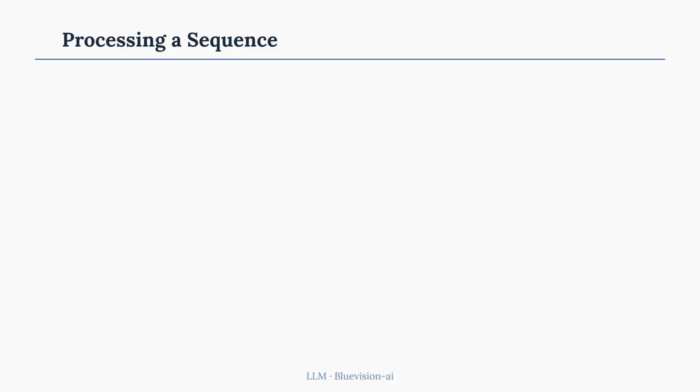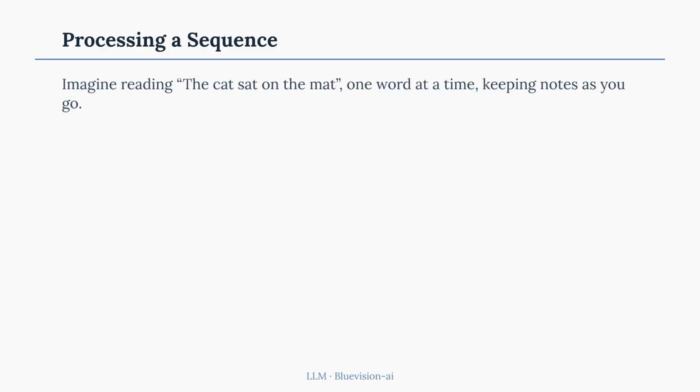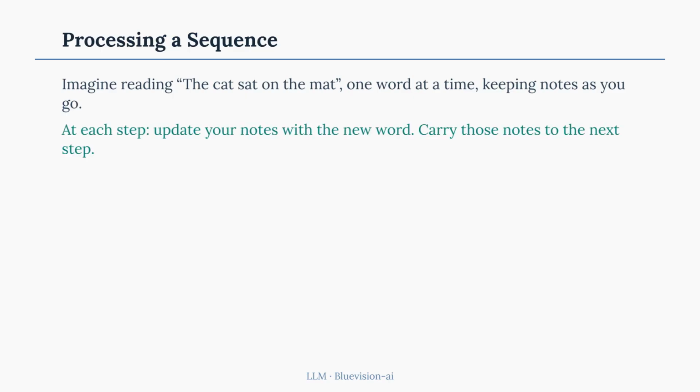Before we see the problem, let's understand the idea. How do you even process a sequence? Imagine reading "The cat sat on the mat," one word at a time, keeping notes as you go. You read "the," and you note, this is probably the start of a sentence, probably a noun phrase coming. You read "cat," update your notes. Now you know we're talking about a cat. Sat, it's in the past tense. At each step, you update your notes with the new word, and you carry those notes forward to the next step. The notes connect one position to the next.